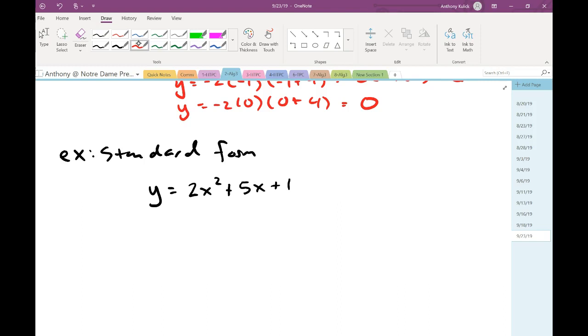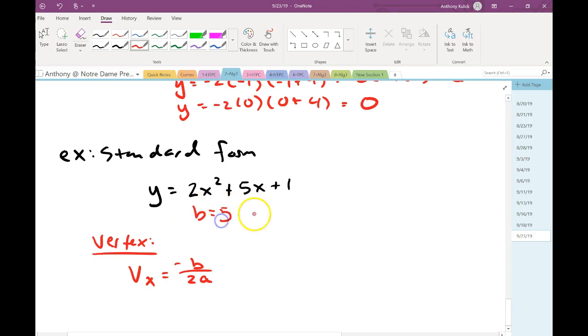Okay, so this equation is standard form. Can everybody see that it is standard form? So the first thing that we need to do if we want to graph this standard form equation is to find the vertex. I remember to find the x-coordinate of the vertex in standard form, I need to do negative b over 2a. My value for b is 5, and my value for a is 2. So this is negative 5 over 2 times 2, or negative 5/4. Everybody okay with what I've done there?